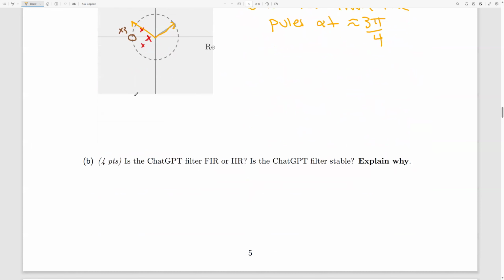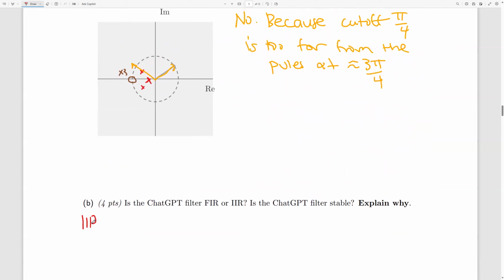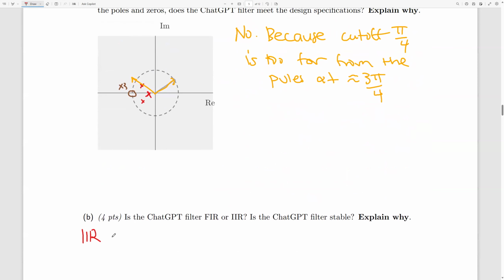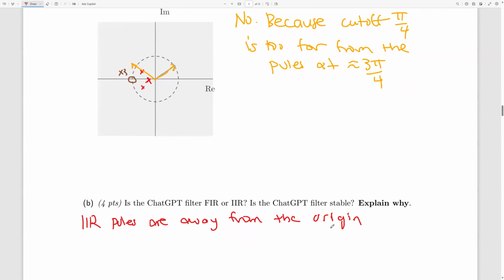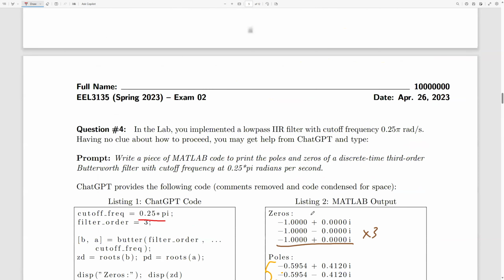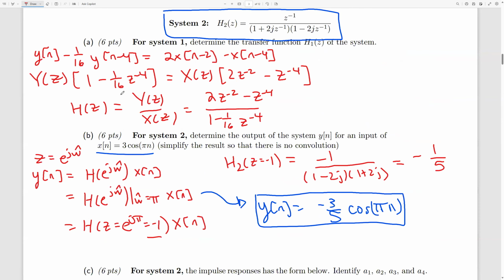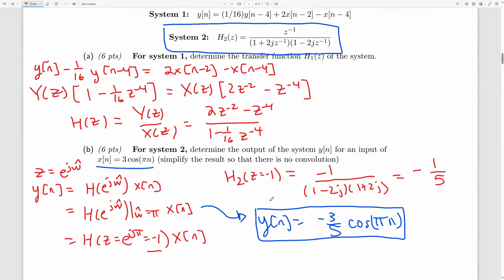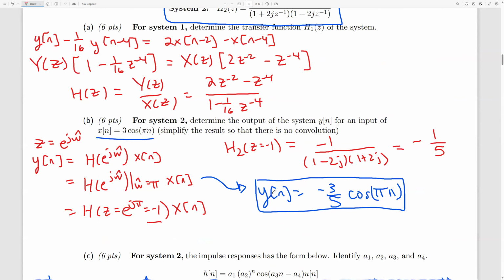Next is the ChatGPT filter FIR or IIR? Is the ChatGPT filter stable? Explain why. These are usually instant answers. It's instantly an IIR because the poles are away from the origin. That's all you need to say. It's because of the factorization inside: if you study these factorizations of the transfer functions and write the difference equation, you get IIR filters when you have poles that are not at the origin. And that's really the reason why.